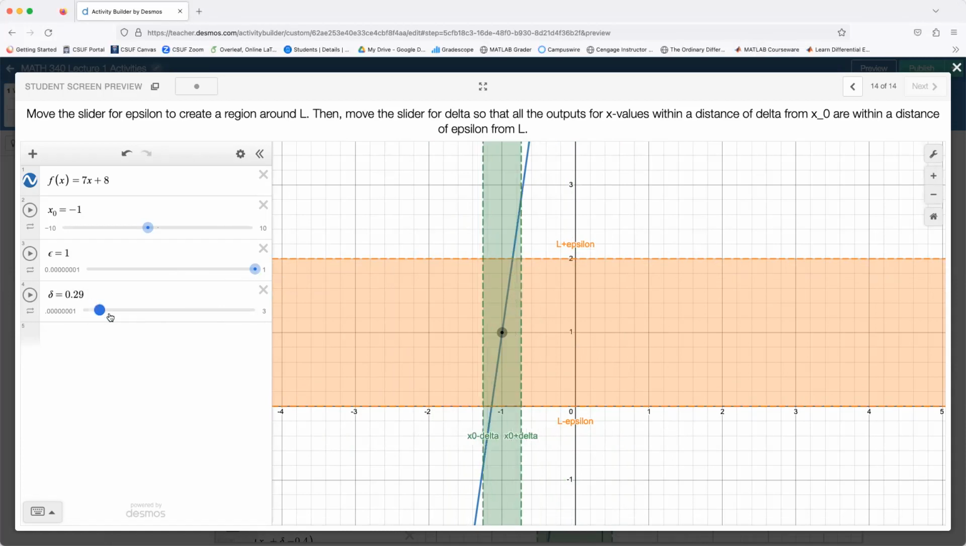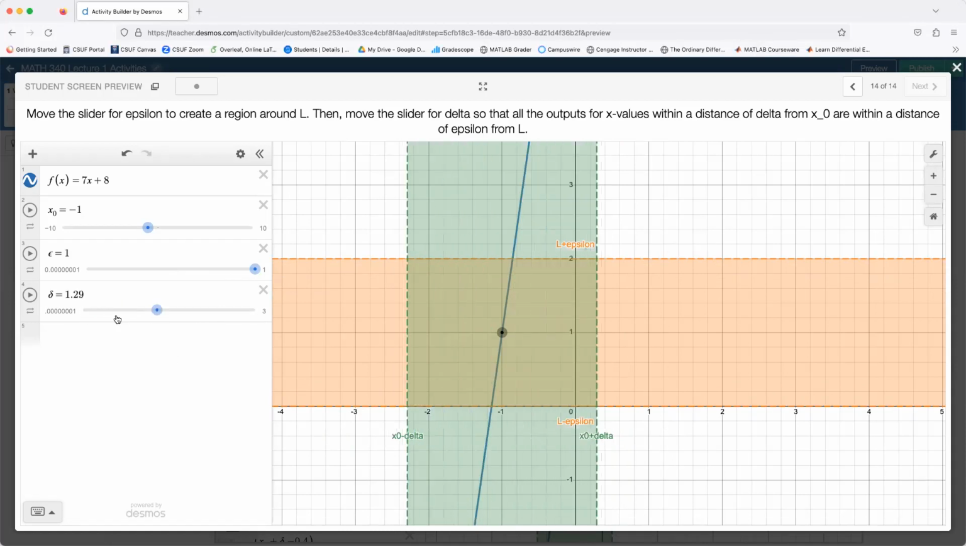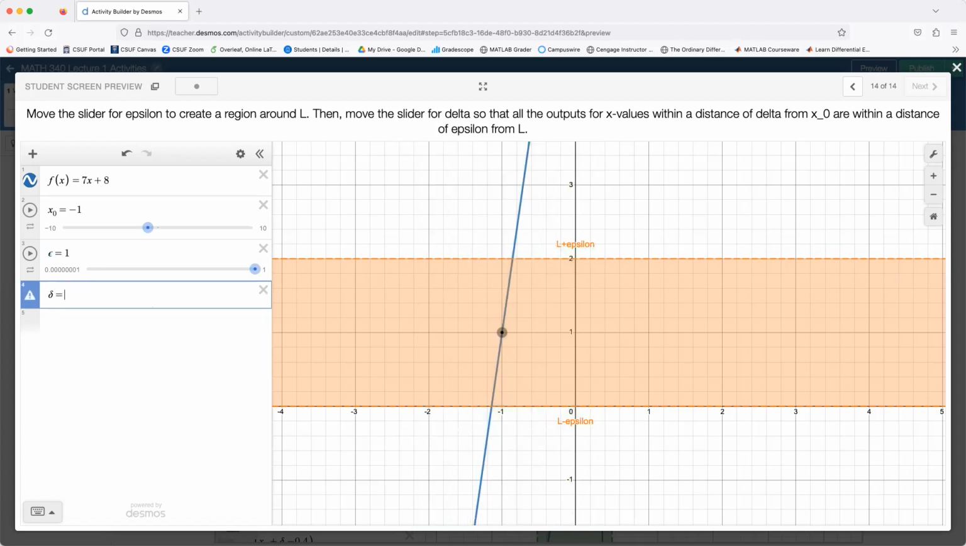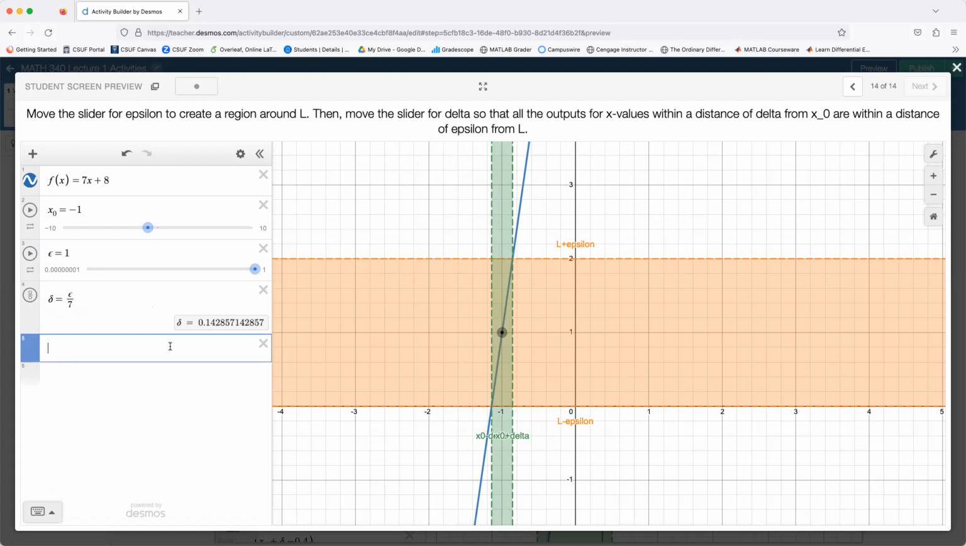But what we found in our activity was that, depending on what I choose for epsilon, the delta that's going to work will be epsilon over 7. So I'm going to go ahead and change the definition of this delta. Instead of just allowing me to move delta as necessary, I'm going to pick the one that works, epsilon over 7.